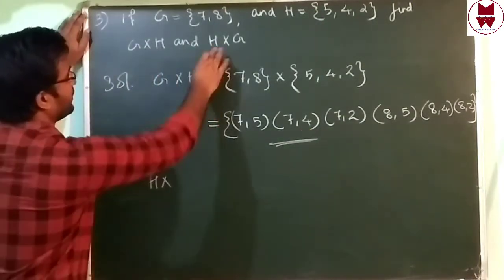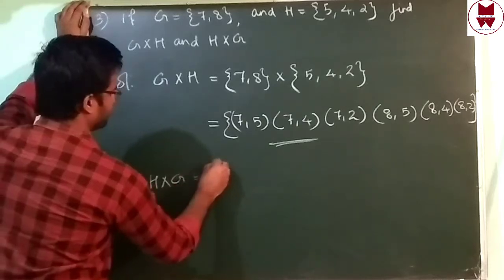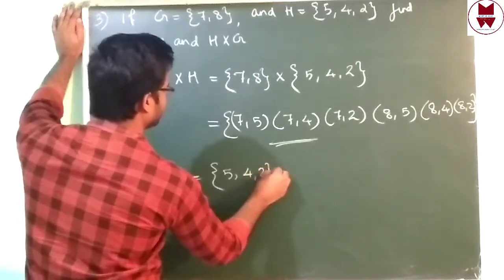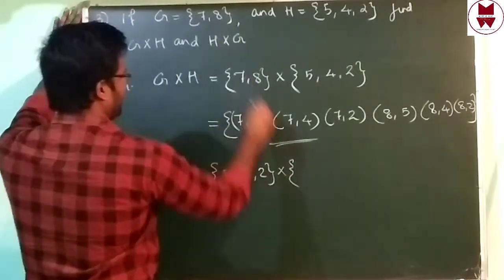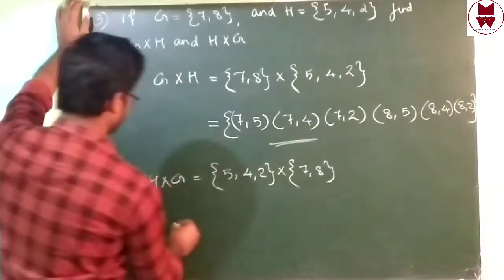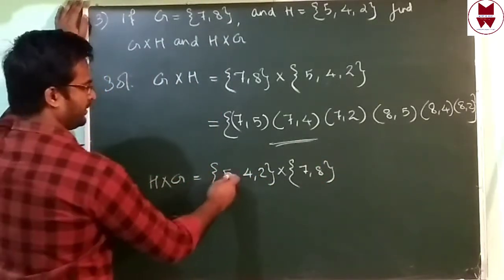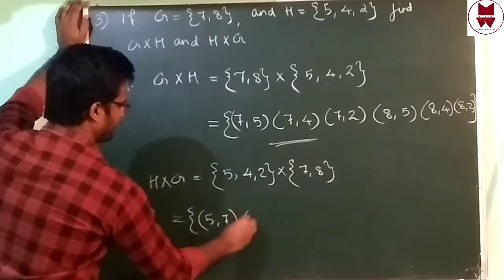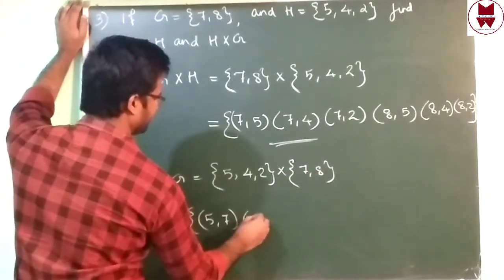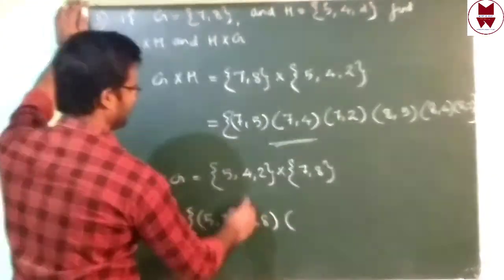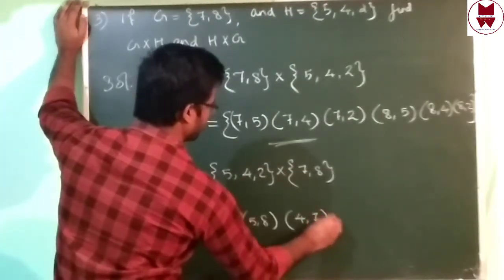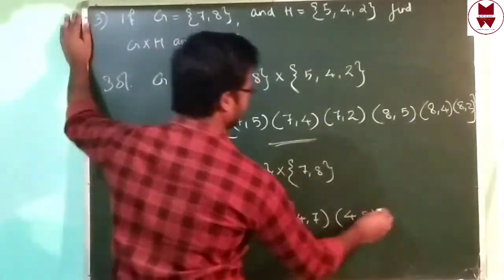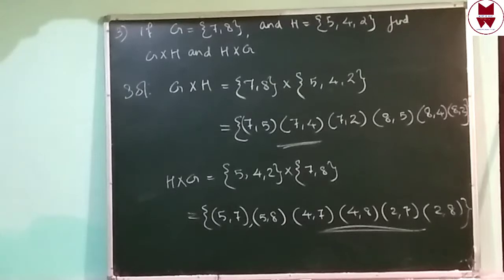Then the next part is H cross G. First write H. H means set 5, 4, 2, cross G means 7, 8. Then make the relation, the pair 5, 7, then 5, 8, then 4, 7, then 4, 8, then 2, 7, then 2, 8.